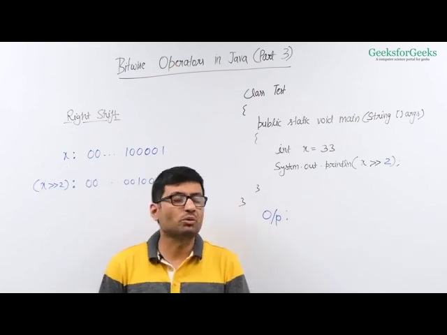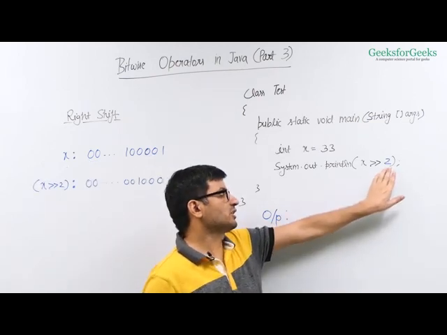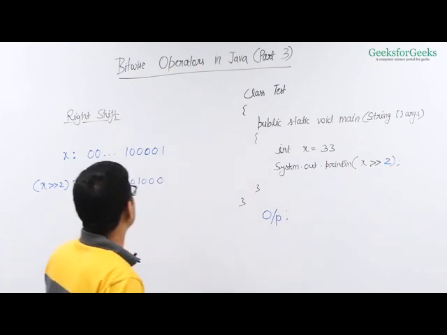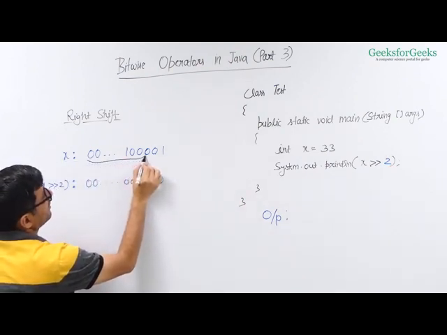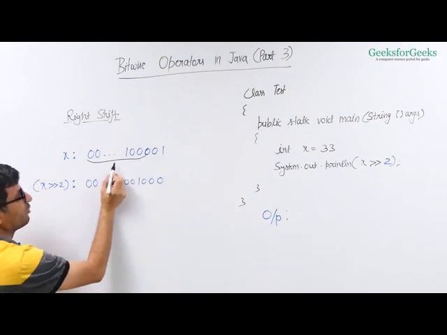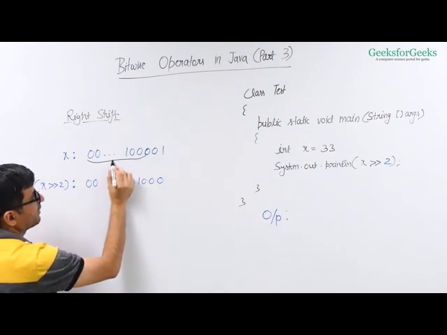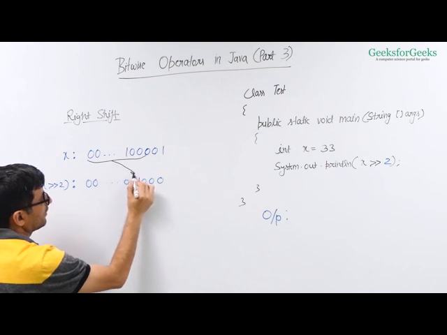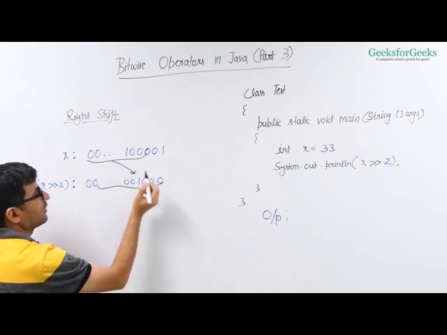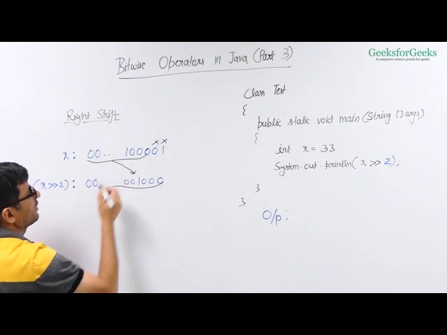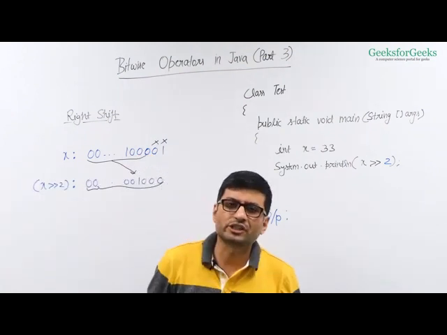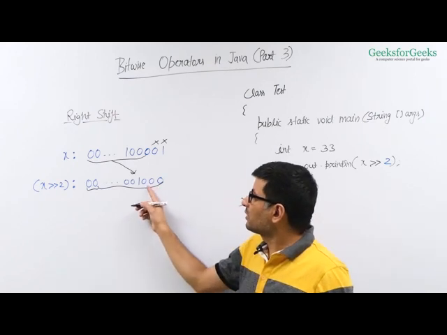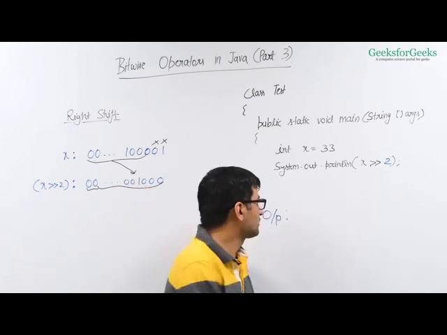Now let us guess the output of this program. We are now shifting 33 by 2. So what will happen? These bits, the first 30 bits, they'll move to the right side. These last two bits will be ignored and you will have two new zeros added at the beginning. So what is the decimal equivalent of this number? 1, 2, 4, 8. So the output of this program is 8.